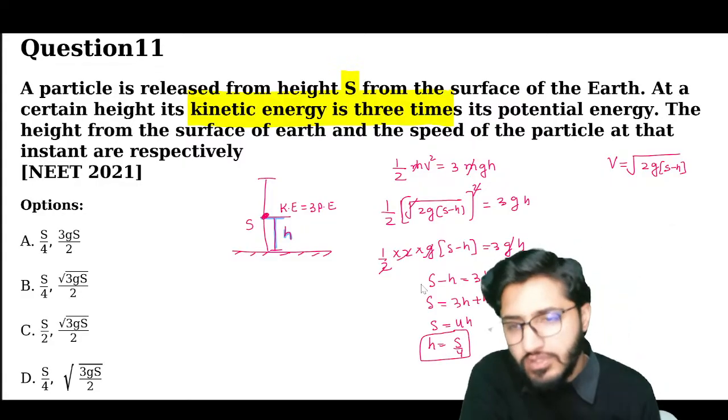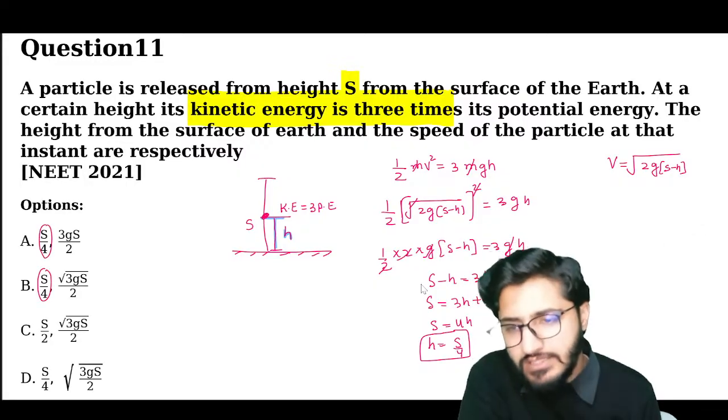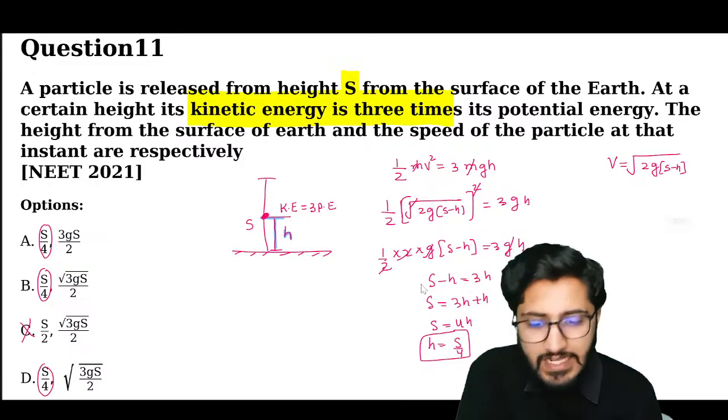That means this option might be correct. This can also be correct, no? Yeah, so this is not correct. So now the height we got as s by 4.